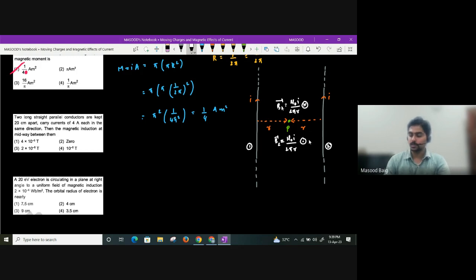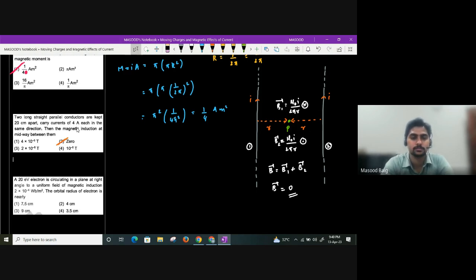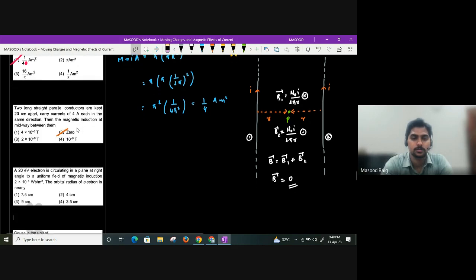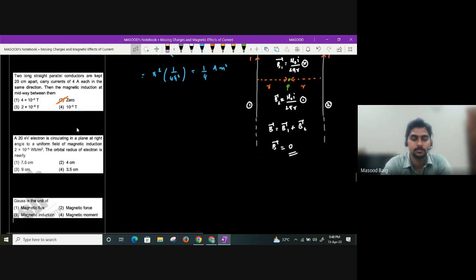So what is the resultant magnetic field, beta? It will be the vector sum of the magnetic field due to all the current carrying elements. So are they both the same in magnitude? Yes. Are they opposite in direction? Yes. So what is the resultant magnetic field at the midpoint? It will be 0. Clear? Is that clear, all of you? Yes, sir. Clear, everyone? Yes.